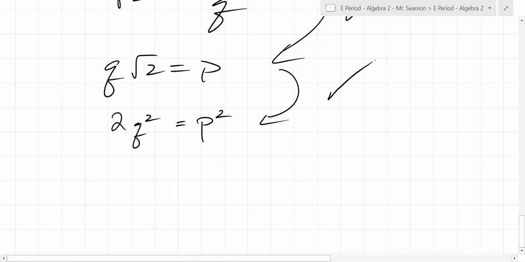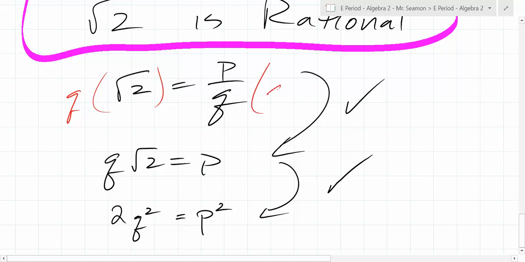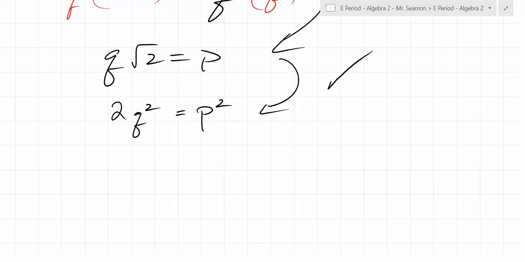So am I okay to go to there? Yeah. Wait, how'd you get there? I squared both sides. How'd you get to Q? I multiplied both sides by Q. Okay. Q on this side and Q on this side. I cross-multiplied. Are we okay so far? Yes.